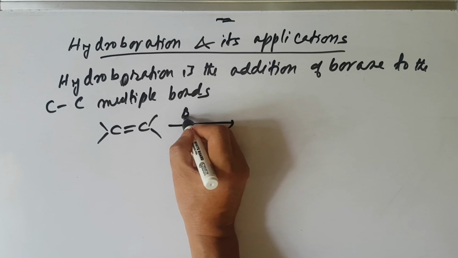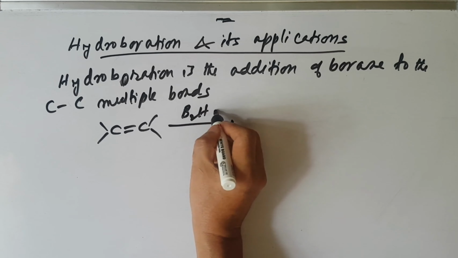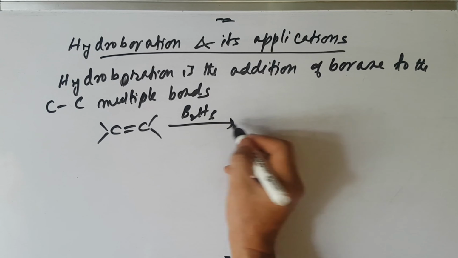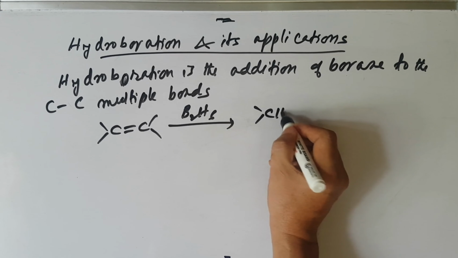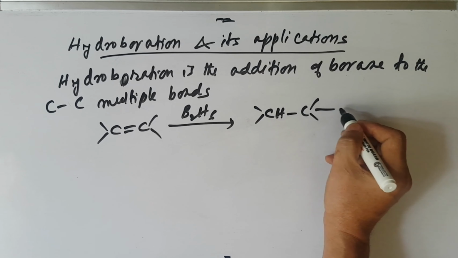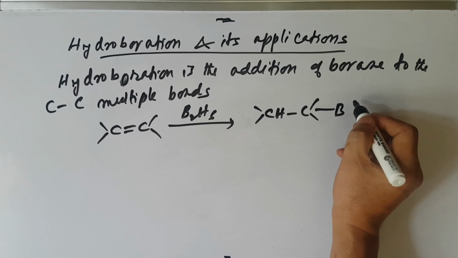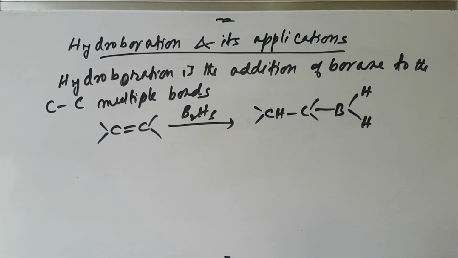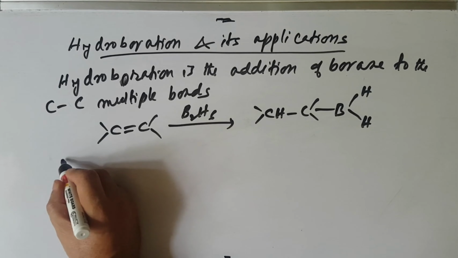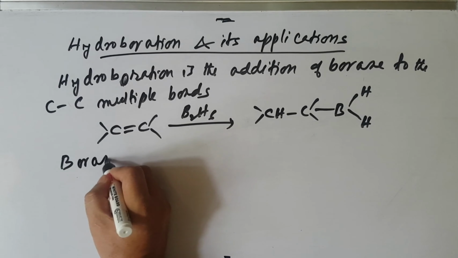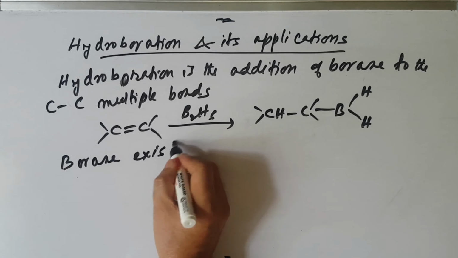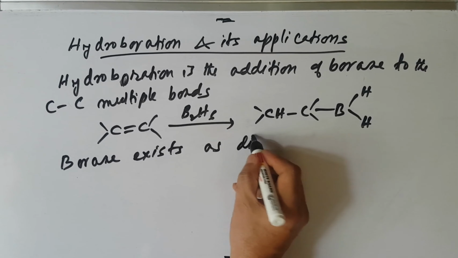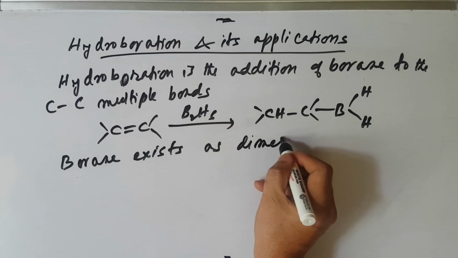Boron exists as a diborane. Okay, so in the presence of diglyme, you can have this type of BH3 like this. Okay, addition of boron takes place. So here boron exists as diborane, as a dimer.